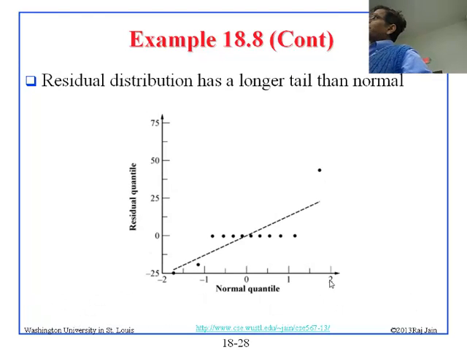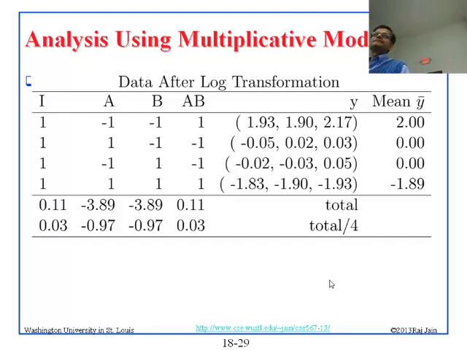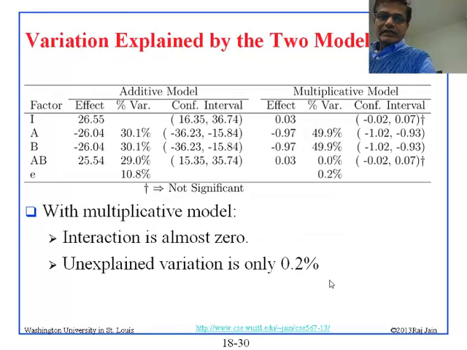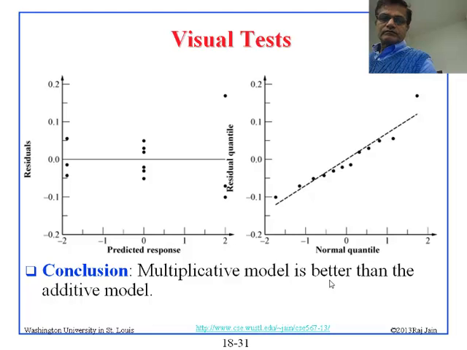And when you do the QQ plot, it doesn't look like a straight line to us. It looks like a totally different straight line. And so on. So you will find lots of inconsistencies, and one of them will nudge you towards the multiplication. So basically we take the log, and once we take the log, we do the analysis, and then we plot.